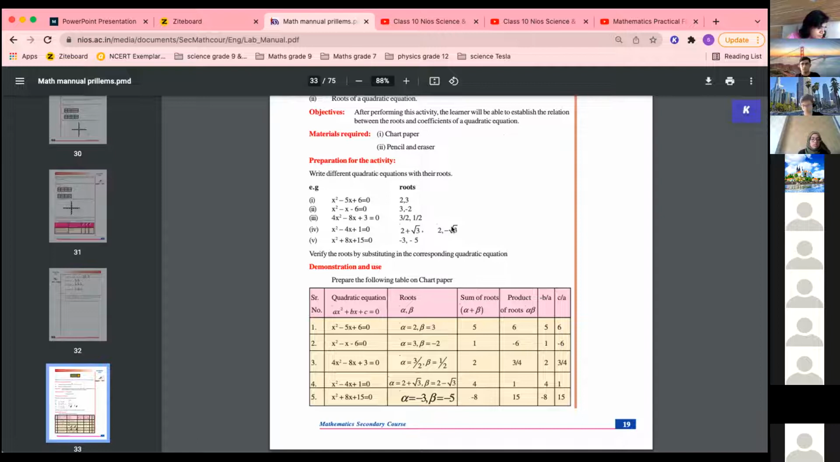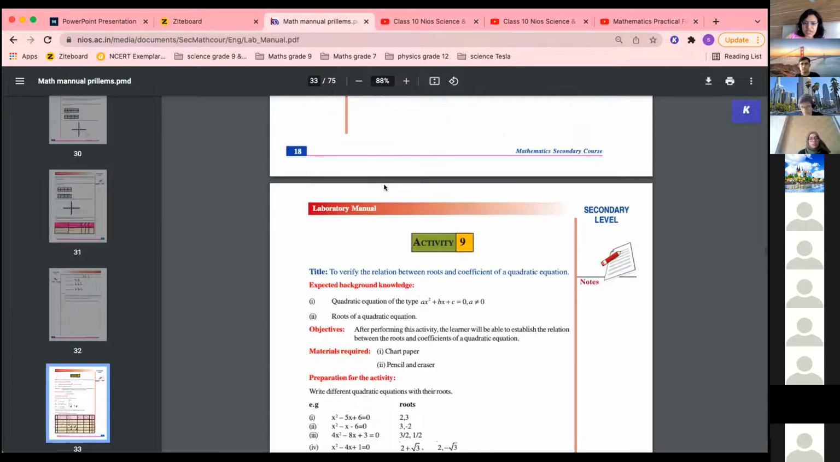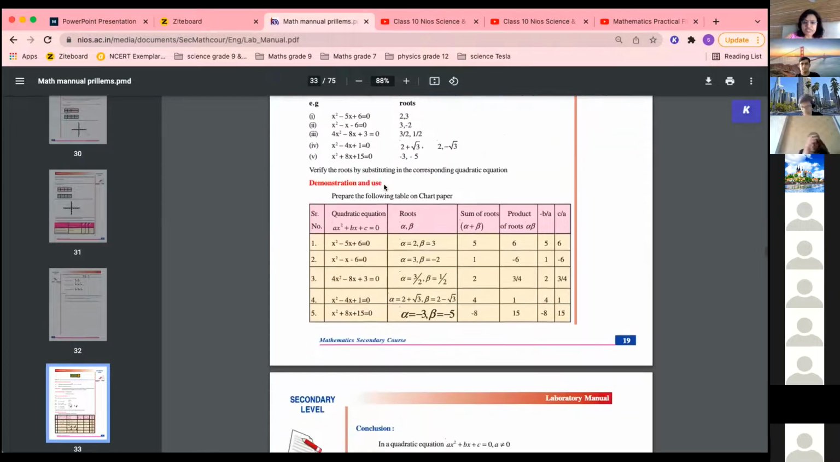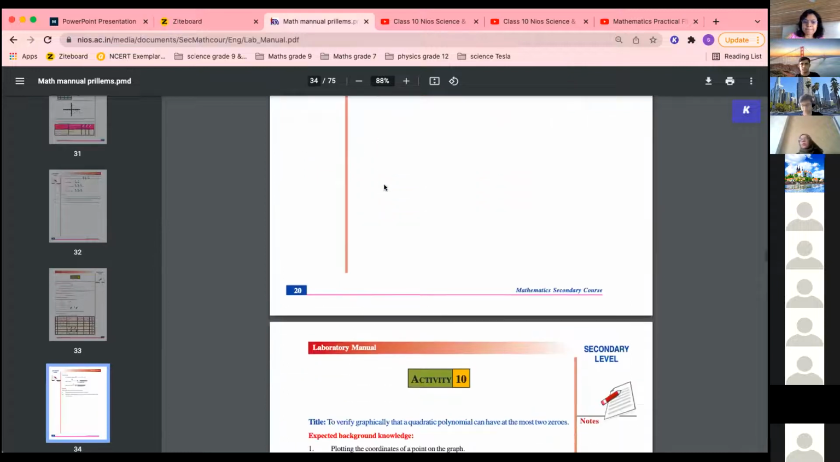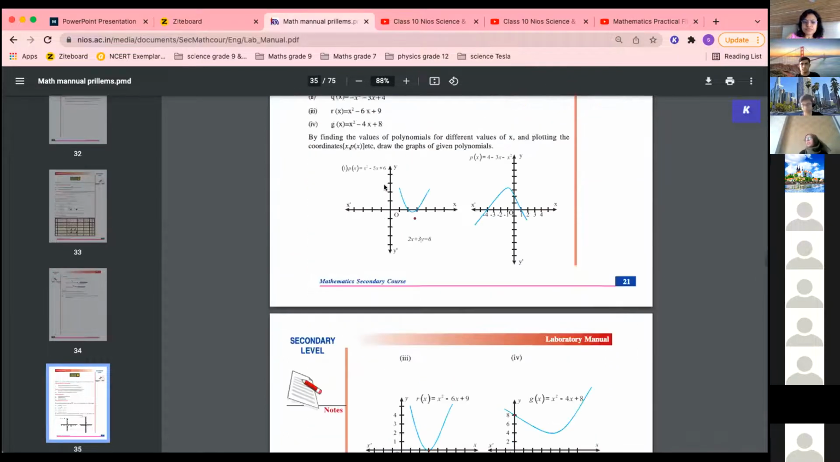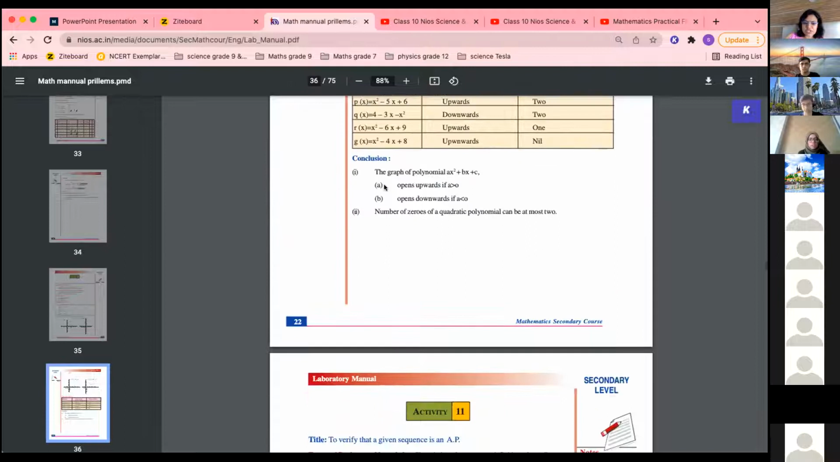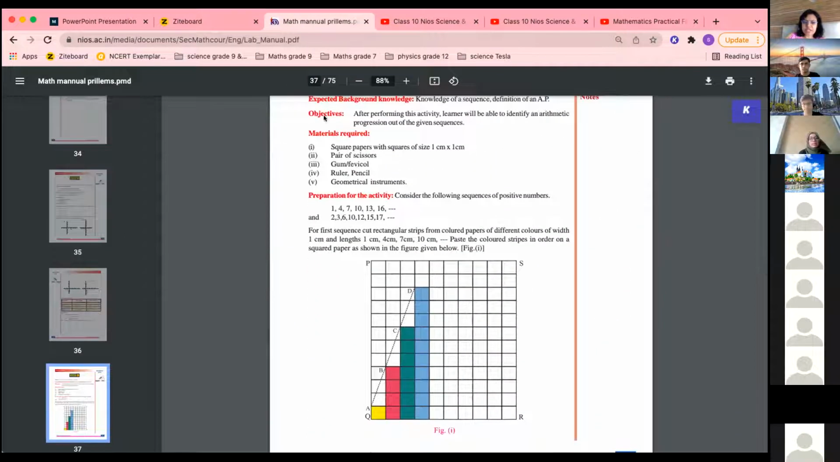How many? 1, 5. 1, 2, 5, 7, 9. Okay. This is 9th one. Okay, 9. Next is 11. This is again quadratic equation, so we are not doing. 11 one is AP. In AP you have to cut the strips.